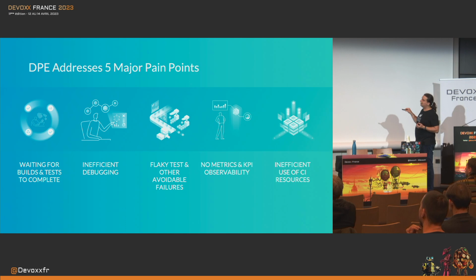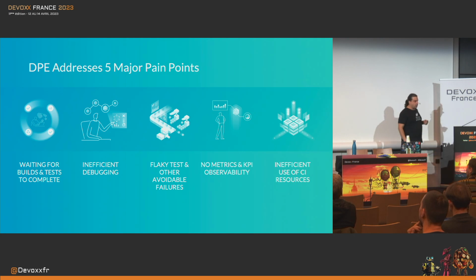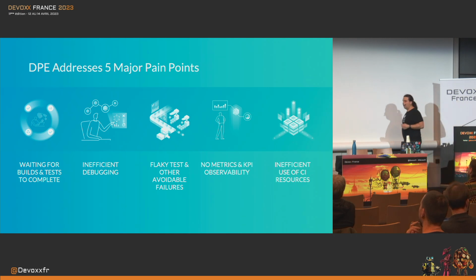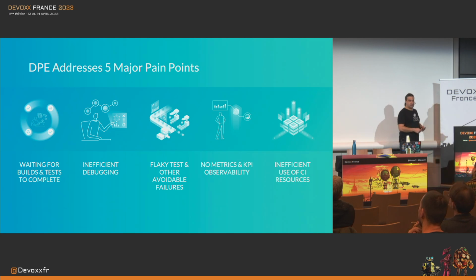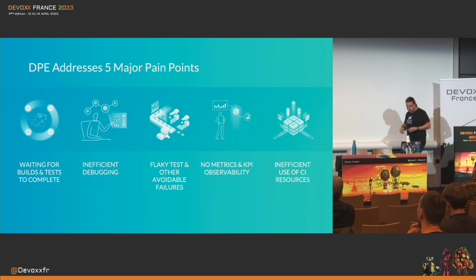Flaky tests and other avoidable failures. Spotify has a whole paper on these where they call flaky tests the infinite pit of sorrow for developers, and I think that's pretty apt, right? They decrease trust in the tool chain. They're expensive and difficult to diagnose, and they sometimes, let's be honest, a lot of us just ignore it. Like, oh, the test failed, run it again. Oh, it went green, great, done.